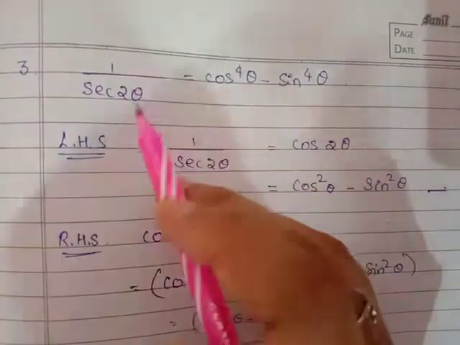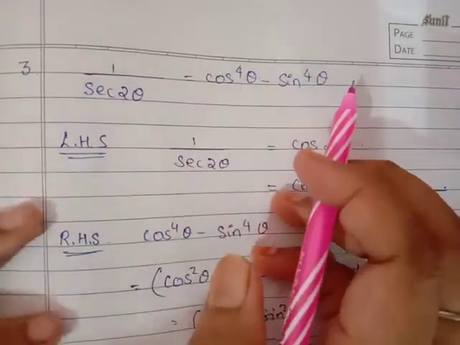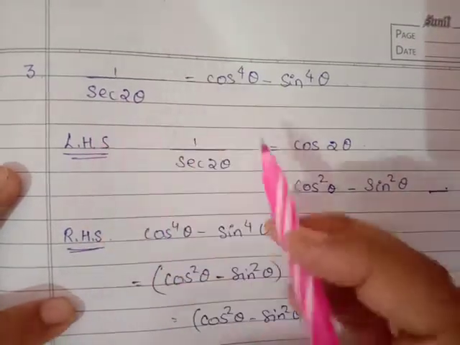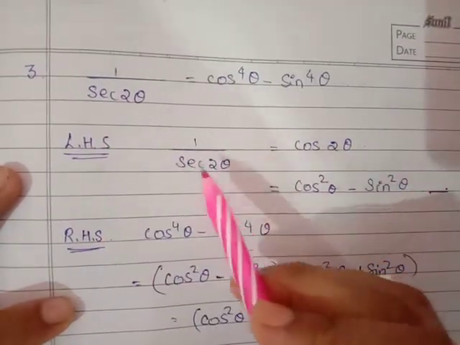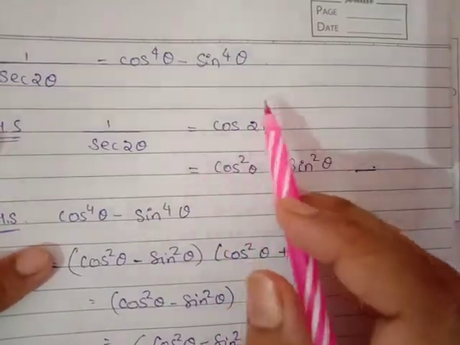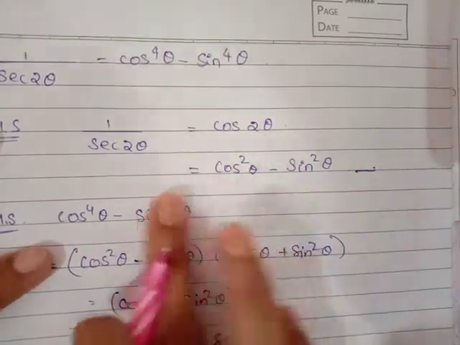Okay. Question number 3. You have to show that 1 by secant 2 theta is equal to cos power 4 theta minus sin power 4 theta. So I am taking LHS. LHS equal to 1 by secant 2 theta. Secant 2 theta is nothing but 1 by cos 2 theta, and therefore, what do you know about the cos 2 theta formula? It is cos square theta minus sin square theta. So this is our LHS.